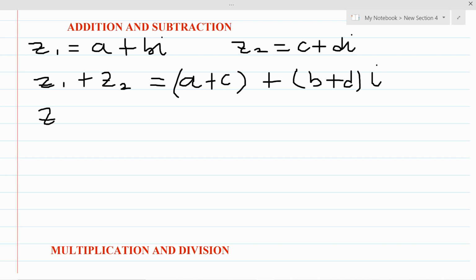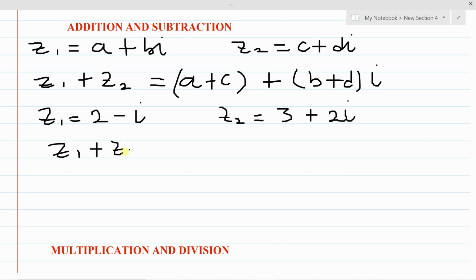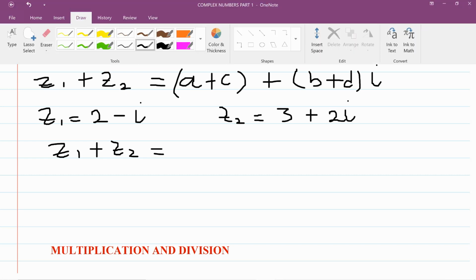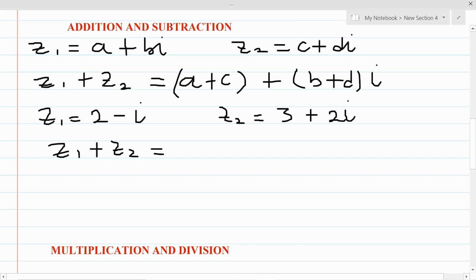So let's say we are given z1 being equal to, let's say, 2 minus i, and z2 being equal to, let's say, 3 plus 2i. Then I write z1 plus z2. Then this will be equal to, we are saying that you should add the real part. So this 2, you add it to this 3, and this will produce what? 5. It becomes 2 plus 3. Let me write it here so that you see it clearly.